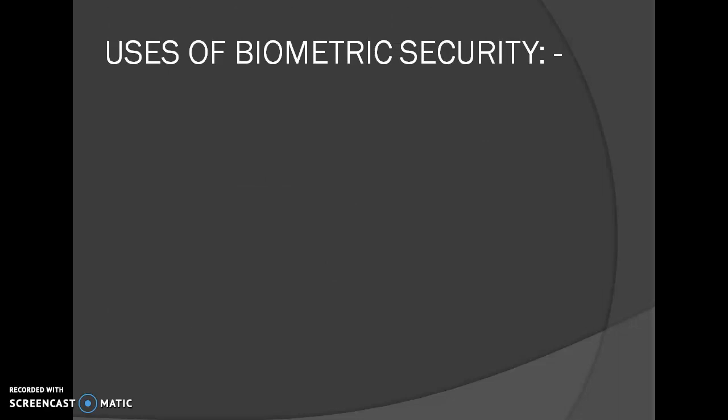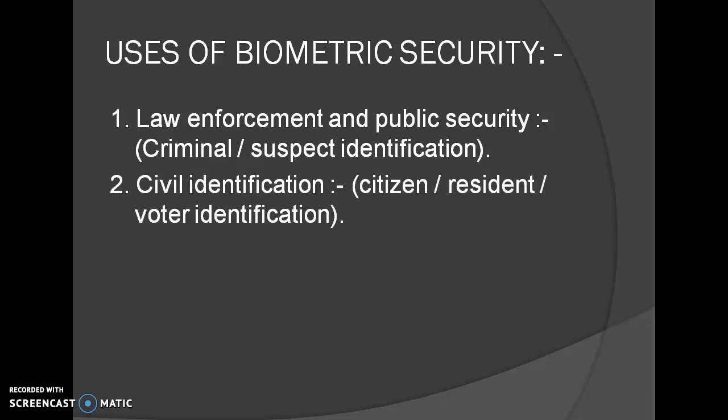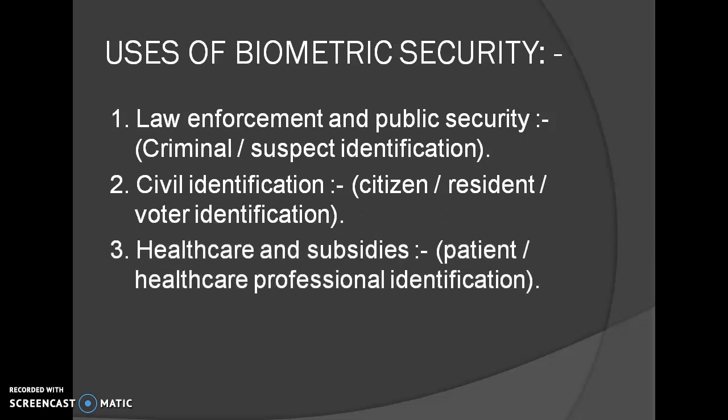Now we see the uses of biometric security. First one is law enforcement and public security. It uses biometric security in the form of criminal and suspect identification. Second one is civil identification. It is used in the way of citizen, resident and voter identification. Third one is healthcare and subsidies. It uses biometric security in the way of patient, healthcare and professional identification.